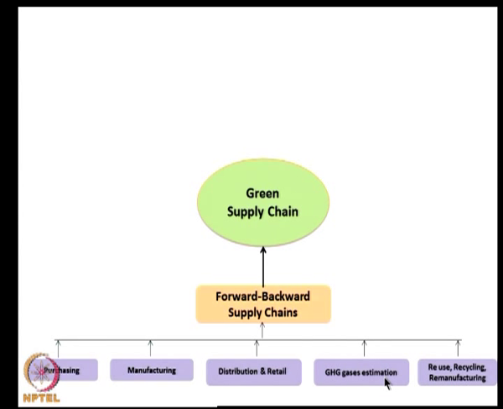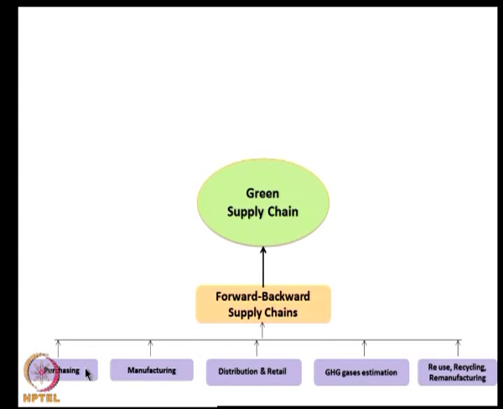This is, as we said before, that it is important to measure before you monitor and you control, and also reuse, recycling, remanufacturing, refurbishing, and so on. These are all the things that form the forward and backward supply chains here. Now the forward supply chain, as usual, is purchasing, manufacturing, and distribution and retail. This is what we usually consider, but here the reuse, recycling, and remanufacturing is this.